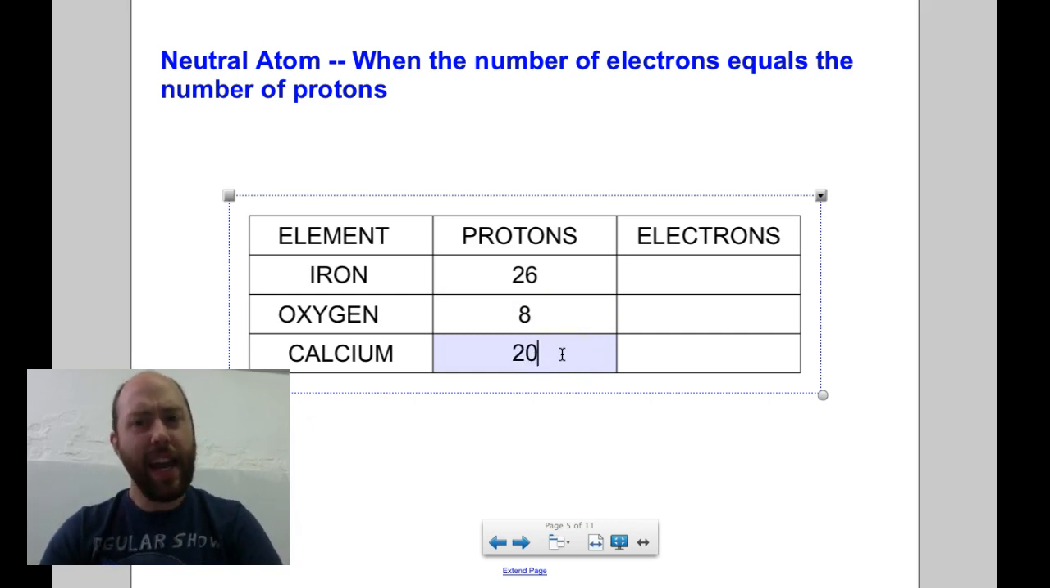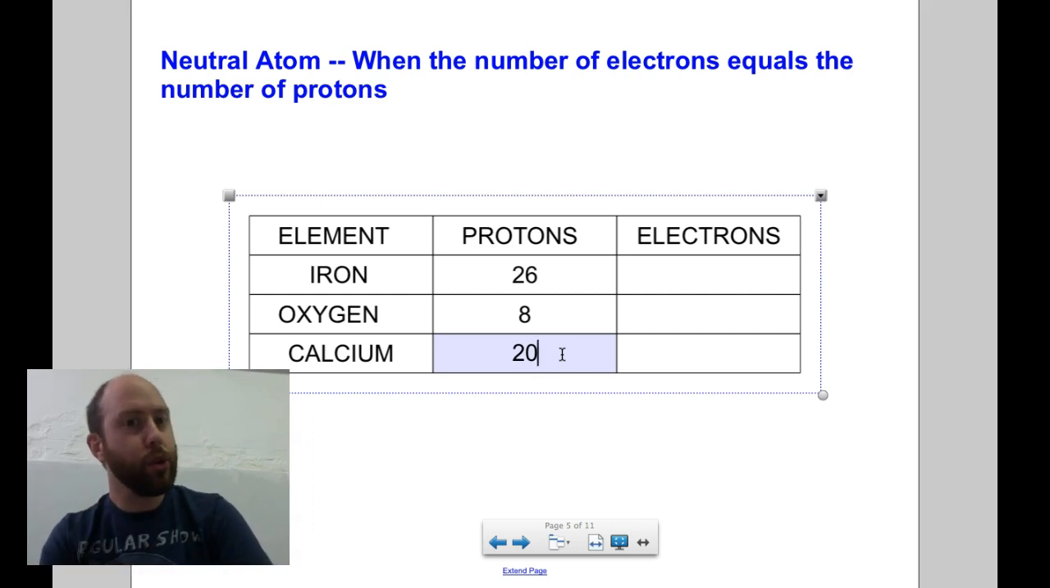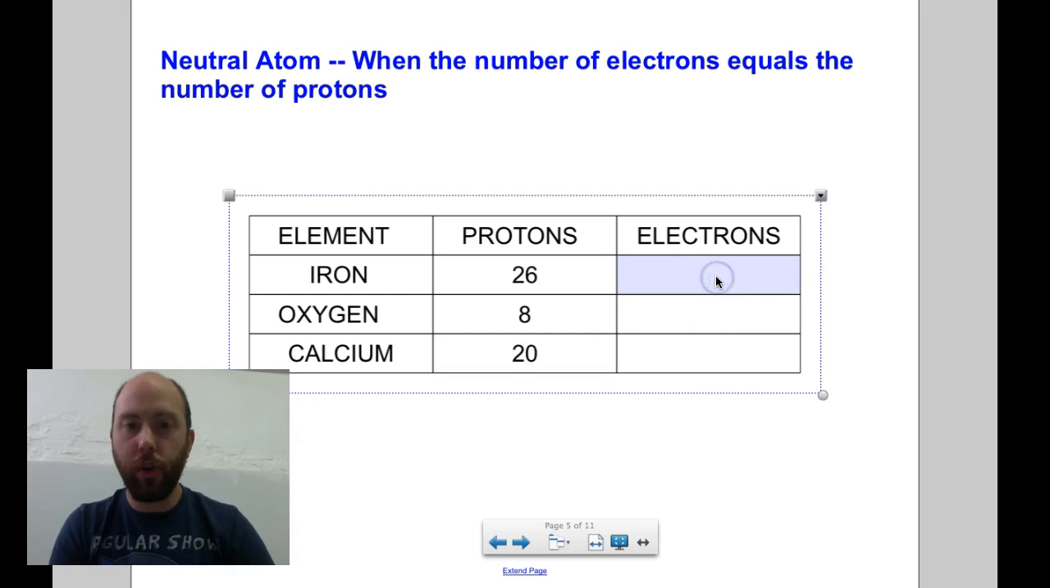Now, if I was to ask you, hey, how many electrons does it have? Well, you have to be specific. Is it a neutral atom or is it something else called an ion, which we'll talk about later on? For right now, it's neutral. And for it to be neutral, it has to have the same number of positive protons as negative electrons. So, if I have 26 protons, I gotta have 26 electrons. If oxygen has 8 protons and it's neutral, it's gotta have 8 electrons. If calcium has 20 protons, it's gotta have 20 electrons.